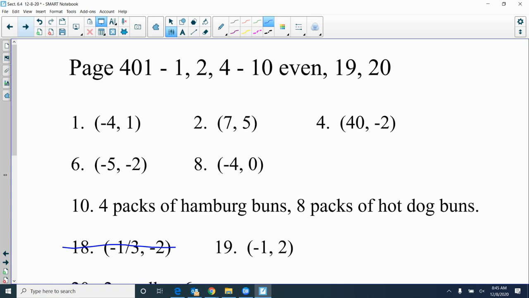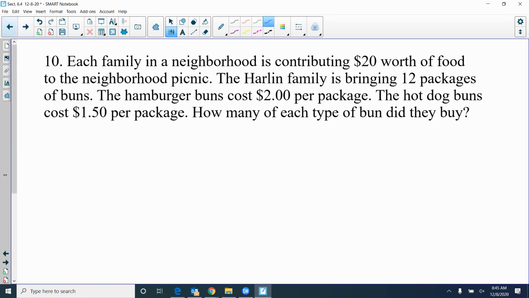All right, listen up here. Let's take a look at 10 and 20. We set up this equation yesterday. Preston, what are the 2 equations we used from yesterday? That's 10. H plus D equals 12 and 2H plus 4.5D.